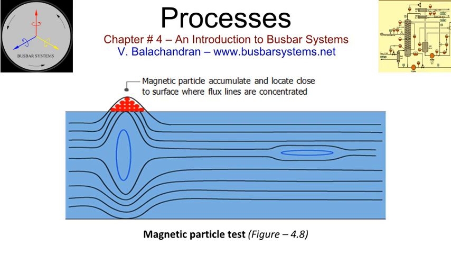Some of the test pieces may get magnetized during testing and retain residual magnetism. If it were to affect the performance of the object under service conditions, then it has to be demagnetized.